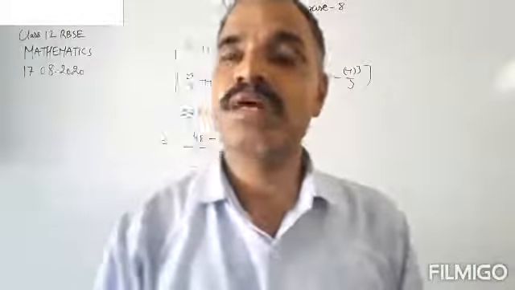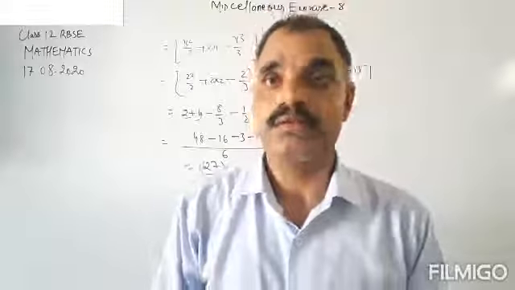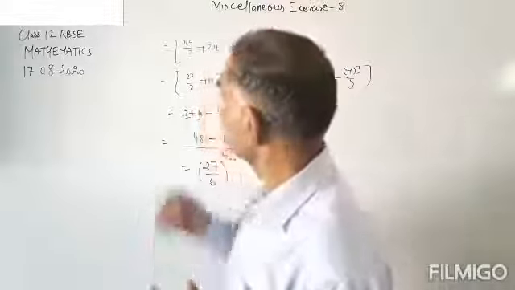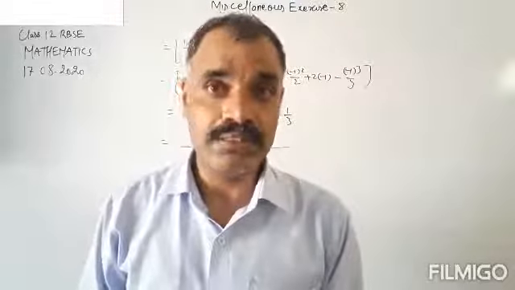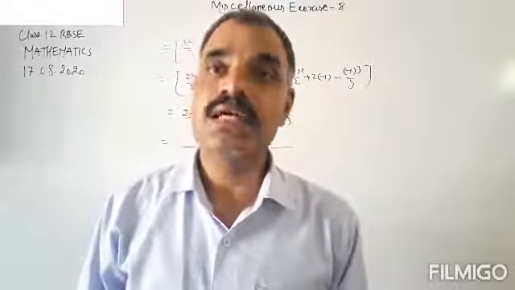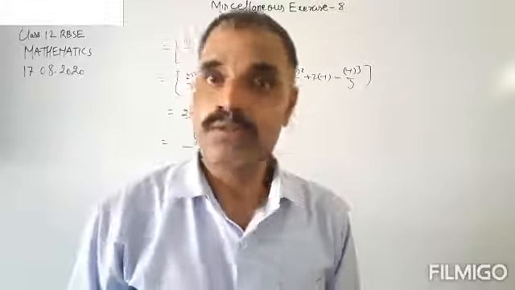So 27 upon 6 is the area of the region. This is the final answer of question number 10. The remaining questions we will take in the next class, that is the next part of the video. Okay, thank you.